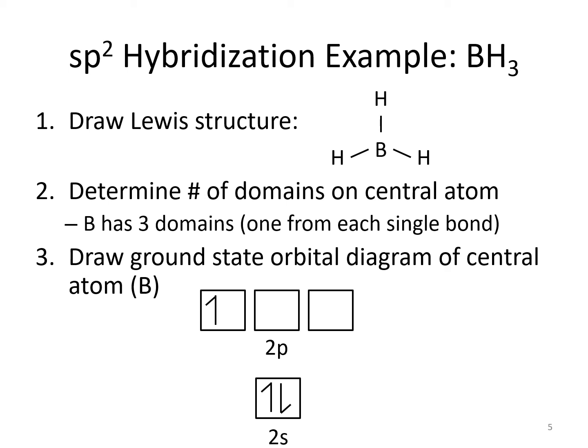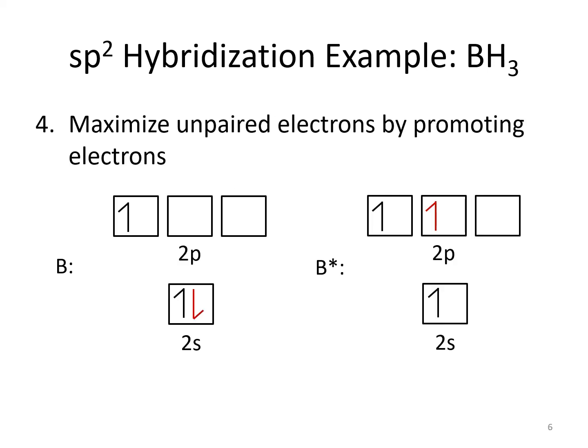We draw the ground state orbital diagram of boron. Boron has 3 valence electrons which go into our orbital diagram. 2 go into the 2s and 1 goes into a 2p orbital. We maximize the unpaired electrons by taking an electron out of the 2s and putting it into an empty 2p orbital. This creates an excited state diagram for the boron. Now there are 3 unpaired electrons, which allows us to make 3 bonds to the hydrogens.